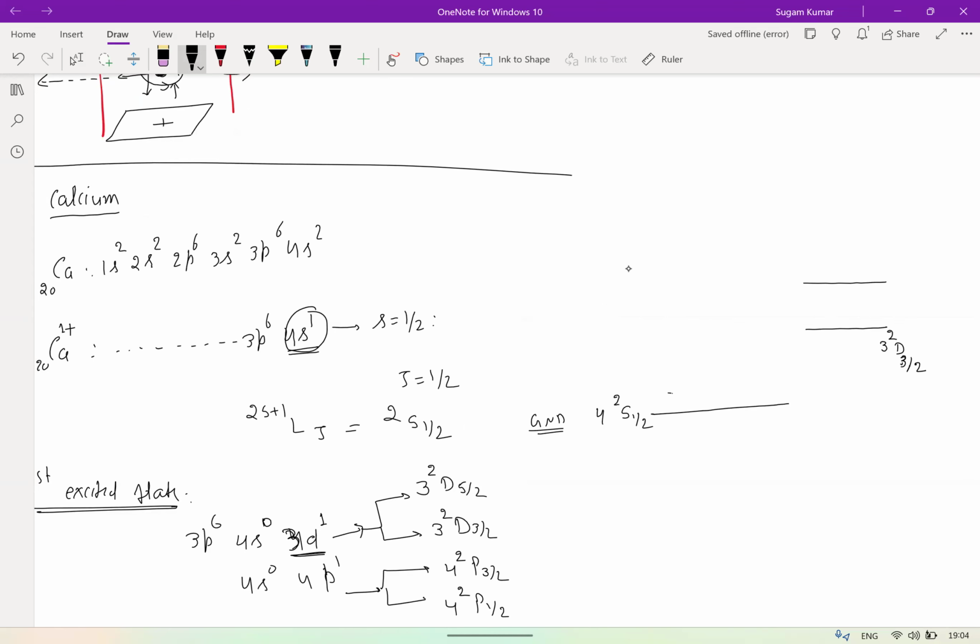Since this is the less than half filled state, according to Hund's rule, lower J will have lower energy. And this is the 3,2D 5/2. Higher J will have higher energy. And the 4p, of course, is a higher state, so this state lies here somewhere.